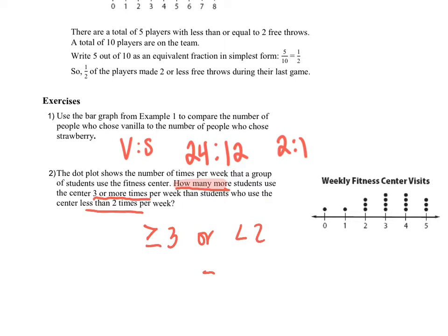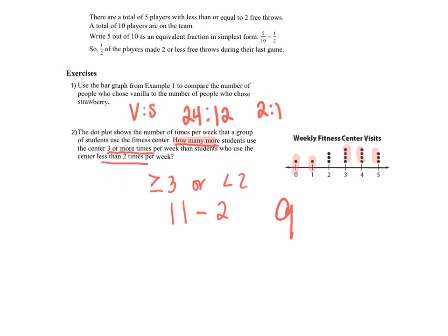Does that make sense? So what's greater than or equal to 3? How many is that? 3, 4, 5. So 4, 8, and 11, right? So there's 11 on that. And then how many do less than 2 times? Is less than 2 equal to? No, so it's just less than 2. So it would be 1 and 0. So that's 2. So 11 minus 2, because it's how many more, which would be 9 more people. Okay, are we pretty okay with that? Yes. Okay, let's look at the next page.